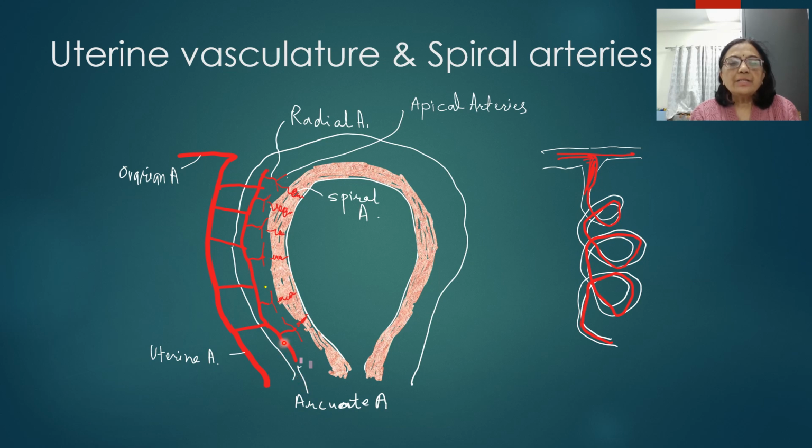Arcuate arteries again send perpendicular branches which are radial. These radial branches send the umbilical arteries, which again form a longitudinal network along the long axis of the uterus, and from these vessels, important spiral arteries pierce the endometrium, and especially in the luteal phase of the menstrual cycle, these spiral arteries supply the endometrium. This is how the spiral forms in a spiral artery.